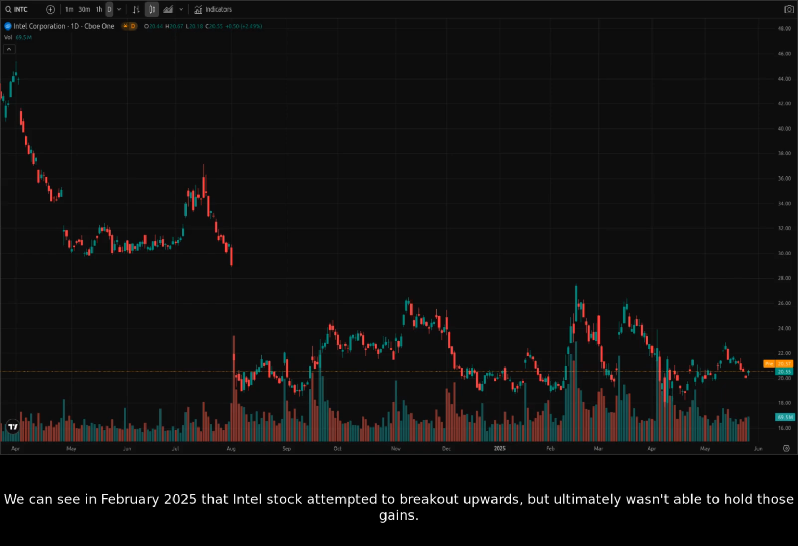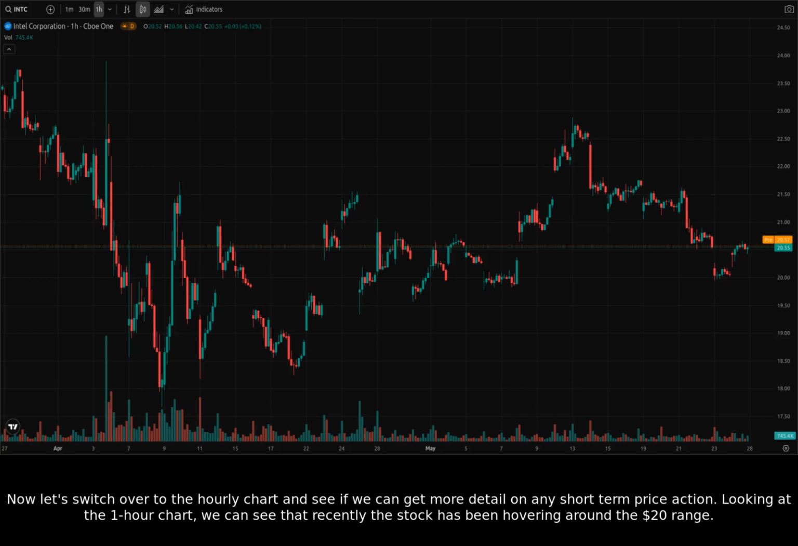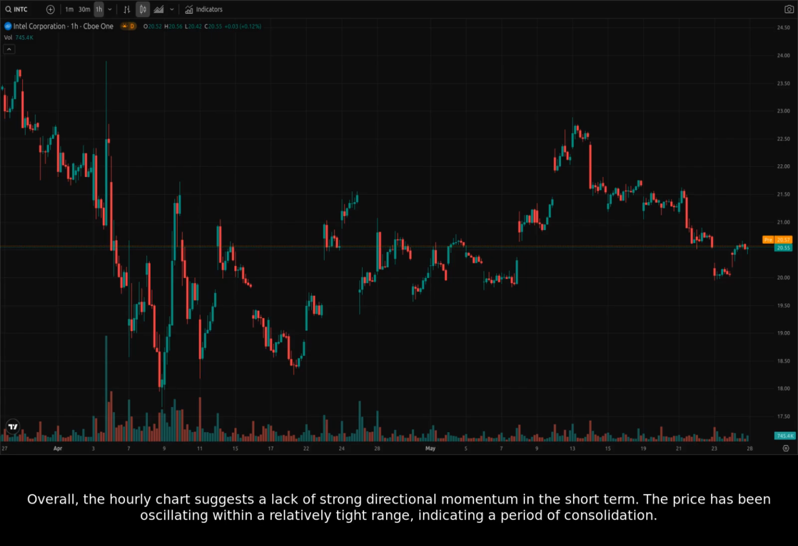Now let's switch over to the hourly chart and see if we can get more detail on any short-term price action. Looking at the 1-hour chart, we can see that recently the stock has been hovering around the $20 range. Overall, the hourly chart suggests a lack of strong directional momentum in the short term. The price has been oscillating within a relatively tight range, indicating a period of consolidation.